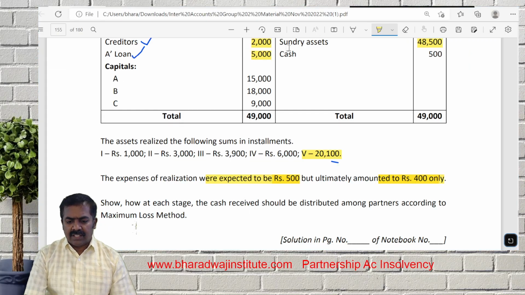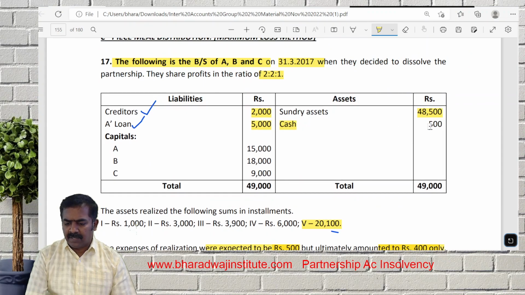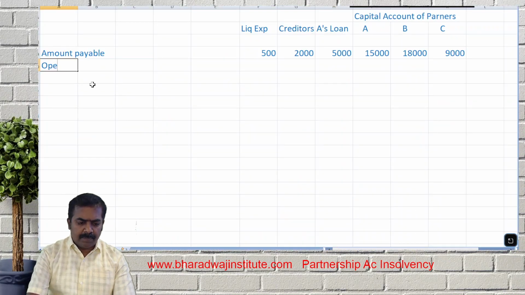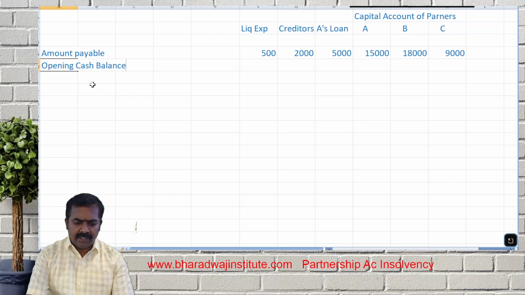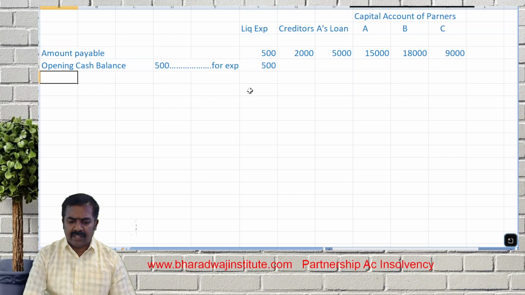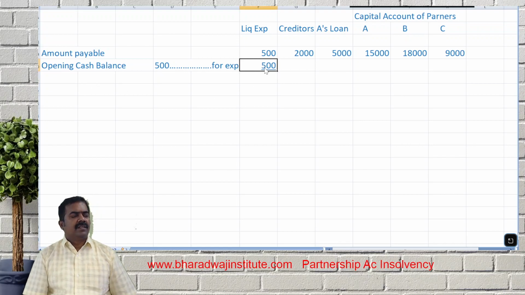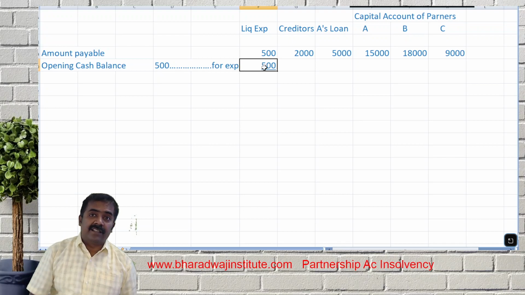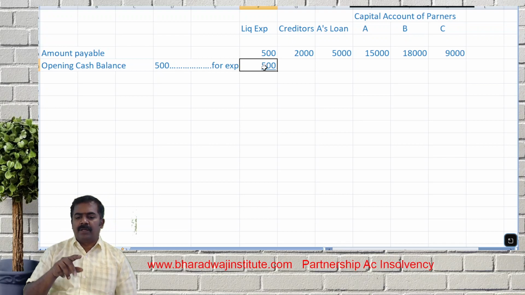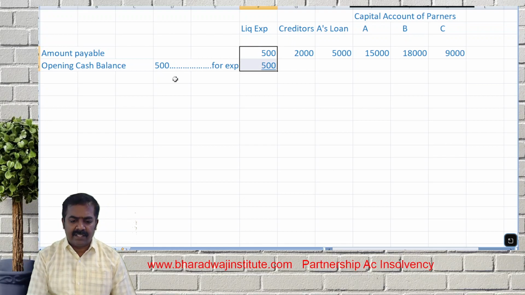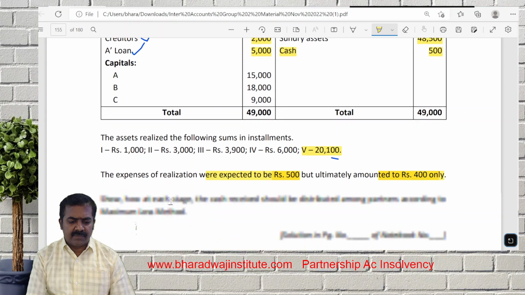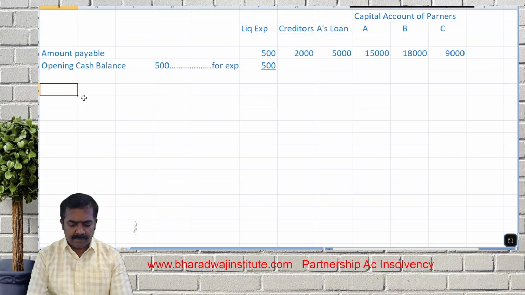Next, look at the cash balance available. What is the cash balance available? 500. So opening cash balance 500 will be used for expenses. Provide 500, it became 0. Estimated expenses are 500, so we reserve the opening cash balance for expenses. Suppose the cash balance is 700, the balance 200 would have been paid to creditors. Here it exactly matches, so leave it. Next, first realization. What is the first realization? 1,000 rupees.